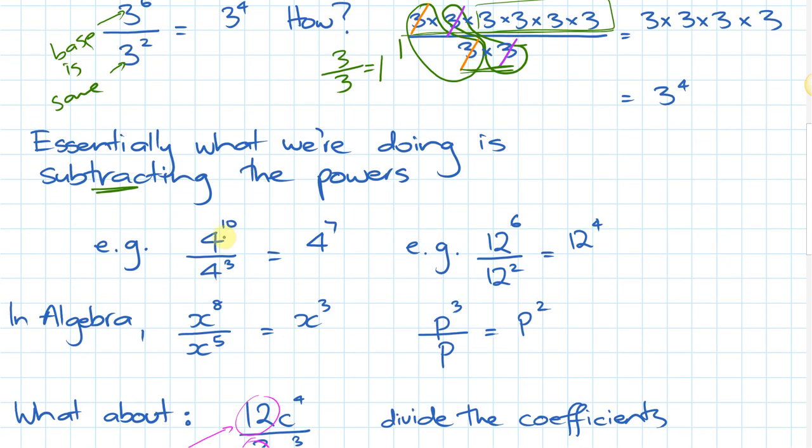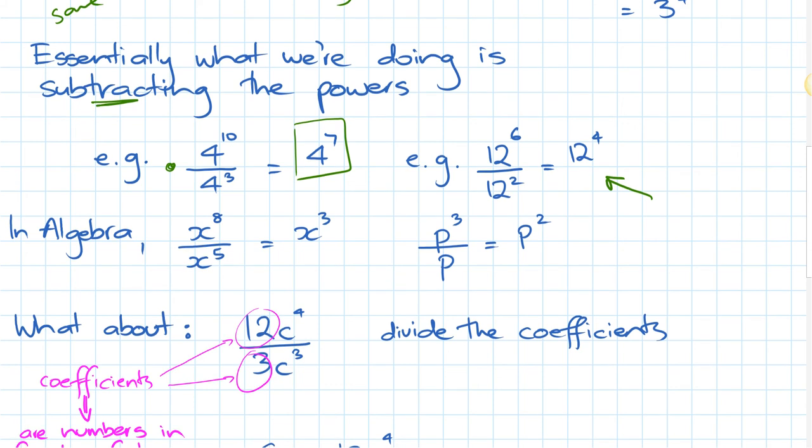So in numbers, another example here, 4 to the power of 10 divided by 4 to the power of 3. 10 minus 3 is 7, so my final answer is 4 to the power of 7. Here is another example here. 12 to the power of 6 divided by 12 squared will give me 12 to the power of 4.